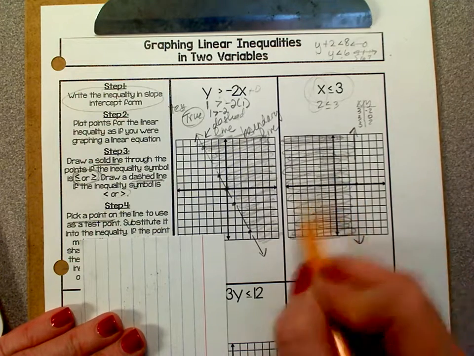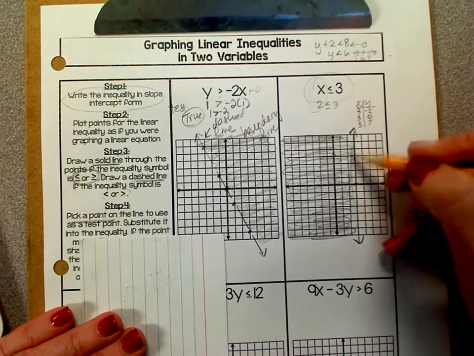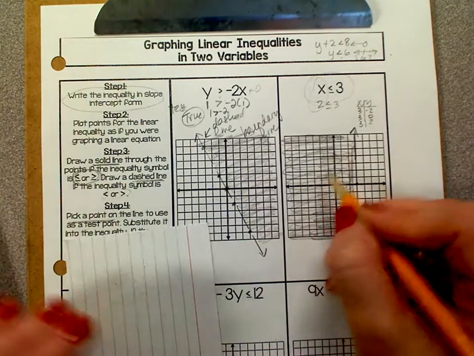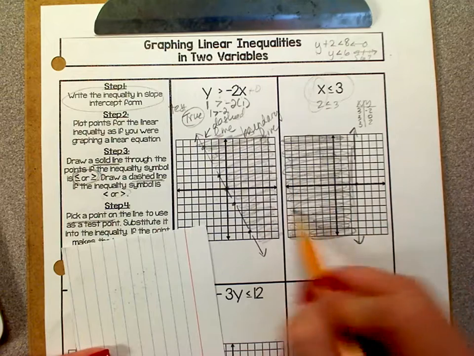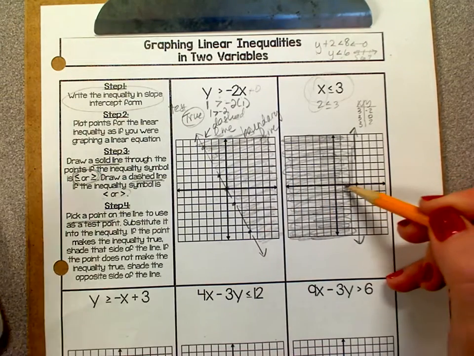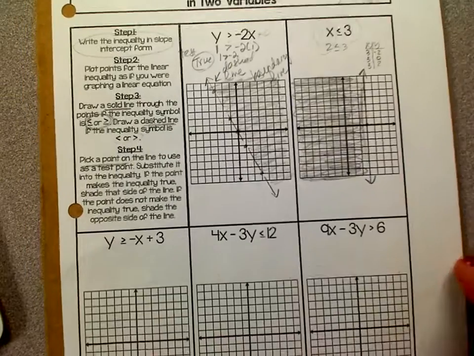Shade to where it's dark enough to tell which side you shaded, light enough to still see the background. Because when we do graphing of more than one inequality, you need to see where it overlaps. Okay? So you're representing all those solutions.